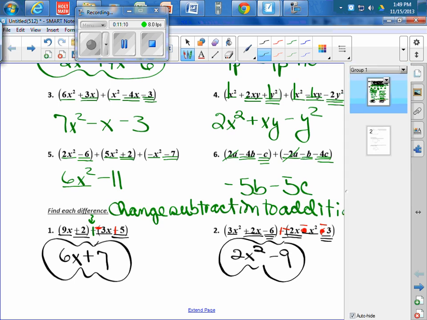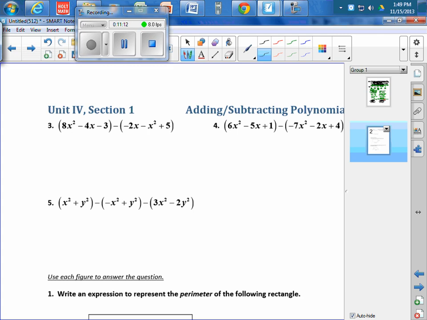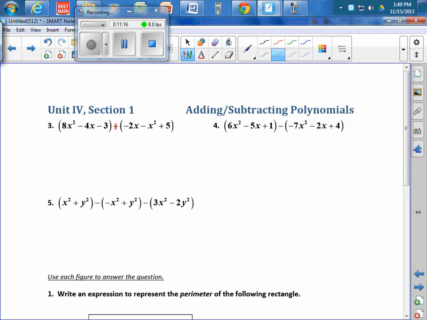Page 2. Change the minus sign to a plus sign and change all the signs in the second parentheses, meaning this one goes to plus, this one goes to plus, this one goes to minus. And now you're adding like terms.